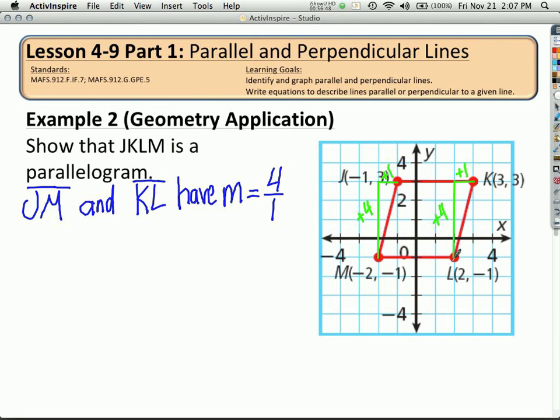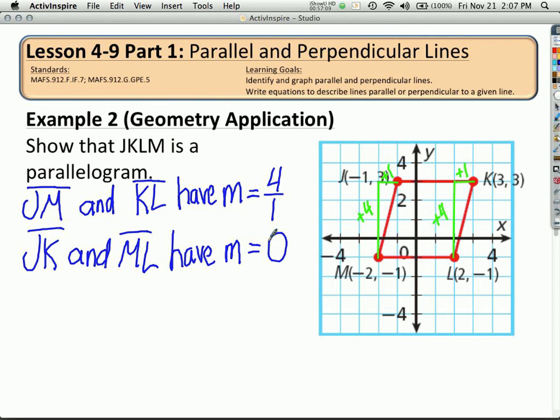What's the slope of the top, Amani? So they're the same. So we can say that JK and ML have a slope of 0. And so now we have proven that yes, this is a parallelogram. Yes, it is a parallelogram. Does anyone have any questions on how we went about doing this?